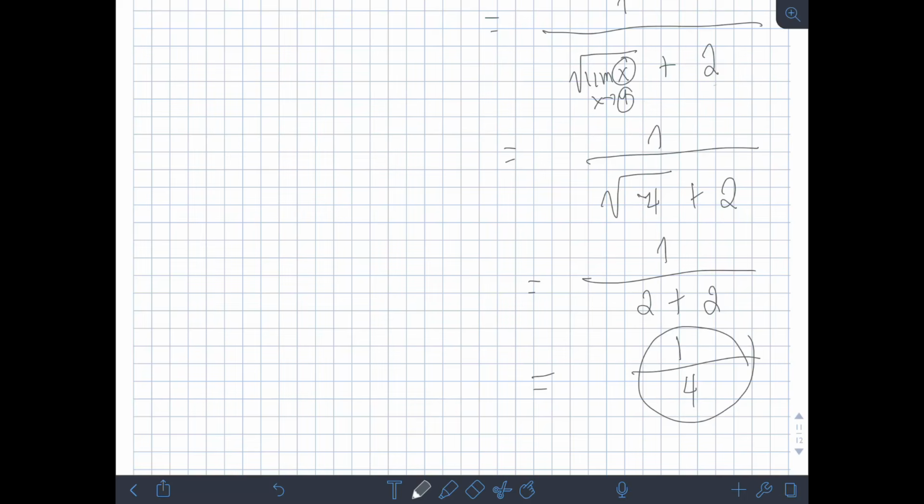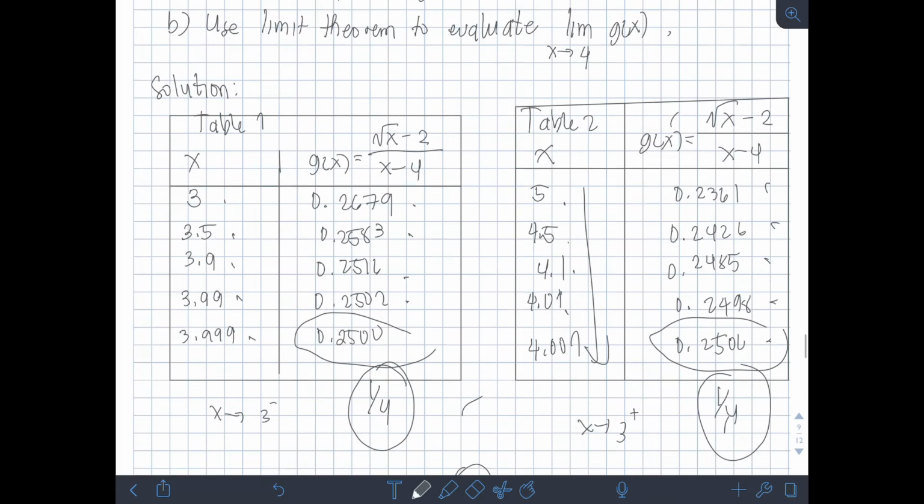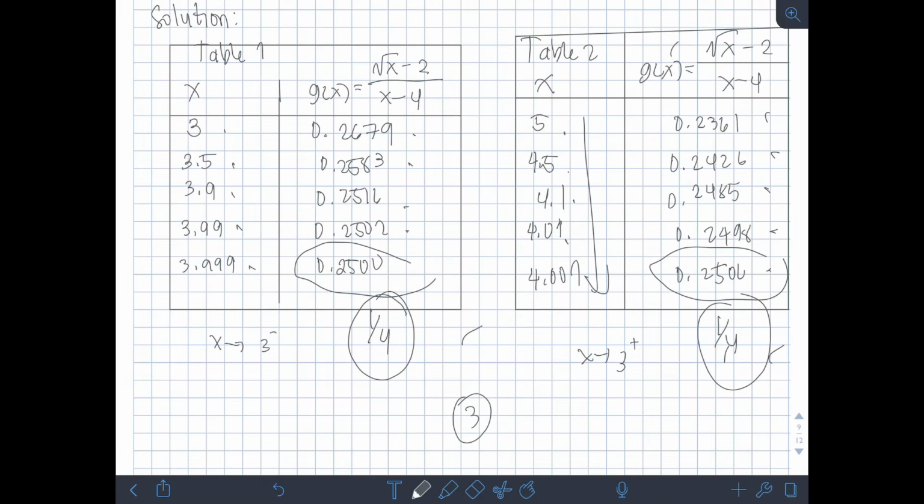So, therefore, our final answer is 1 over 2 plus 2, or 4. So, simply 1/4. Therefore, pareho yung nakuha nating value ng limit ng g of x as x approaches 4 using limit theorem doon sa part A, which is yung tabulation of values. Okay? Now, 1/4 din yung nakuha natin. Okay? So, I think that's it for this topic, theorems on limit.